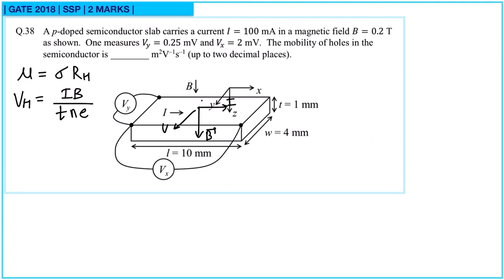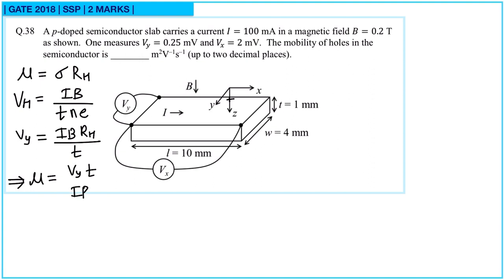Now let us write this in terms of the parameters given in the question. Hall voltage is in horizontal direction, so VH will be Vy. Then current is given, I, B. And this 1 upon NE can be written as RH upon T. So using these two equations, I can write mu is equal to RH, that will be Vy by T upon IB. So let us substitute it. So mu is equal to Vy into T upon IB into conductivity sigma.